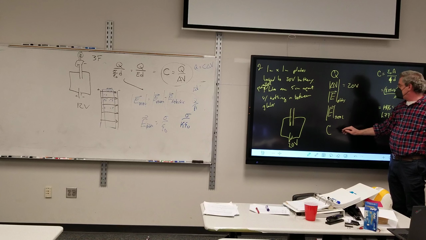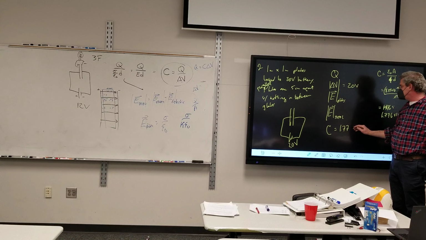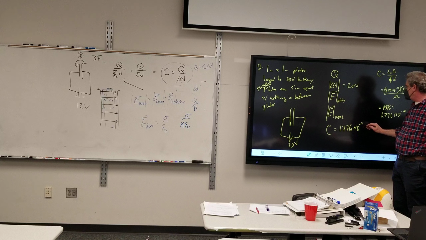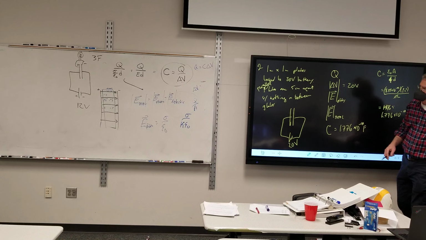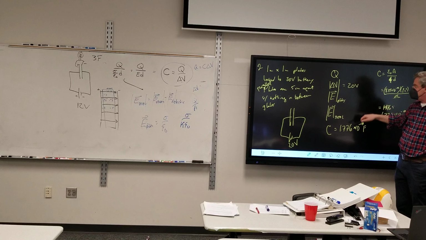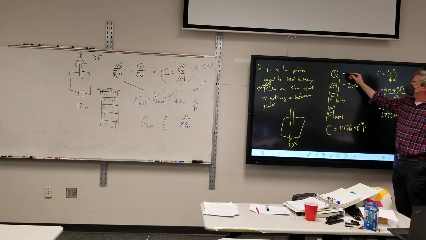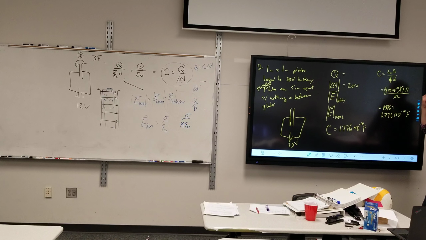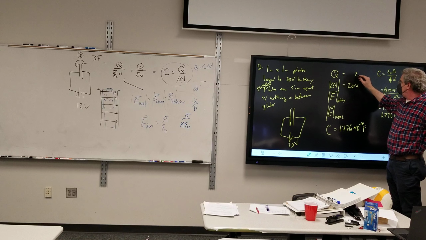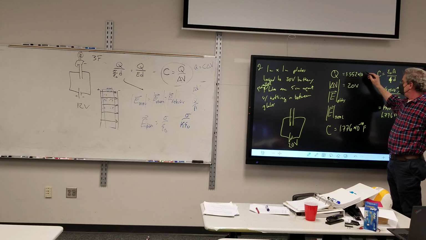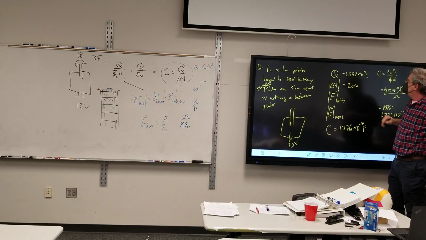All right, so now I know the capacitance is 1.776 times 10 to the negative 10 farads. We can now find the charge, because the charge is capacitance times the voltage, so this times 20 gets us something. Let's see, 2, 5, 3 times 10 to the negative 9 coulombs.